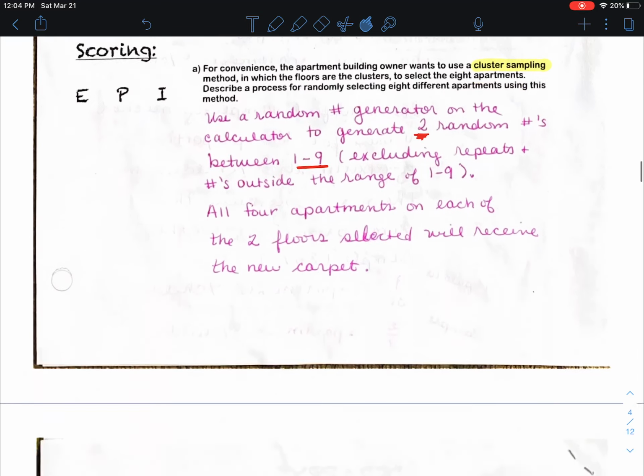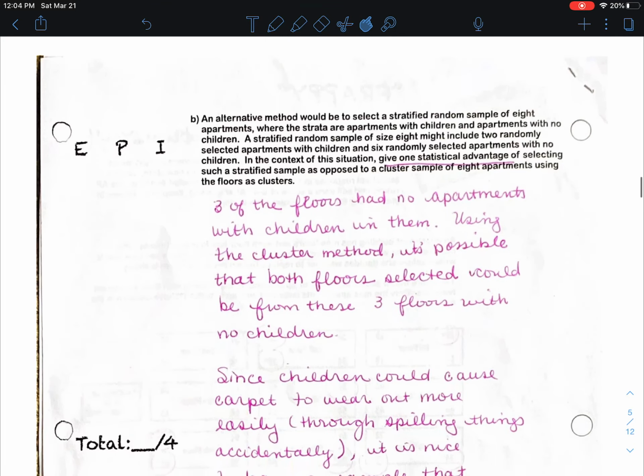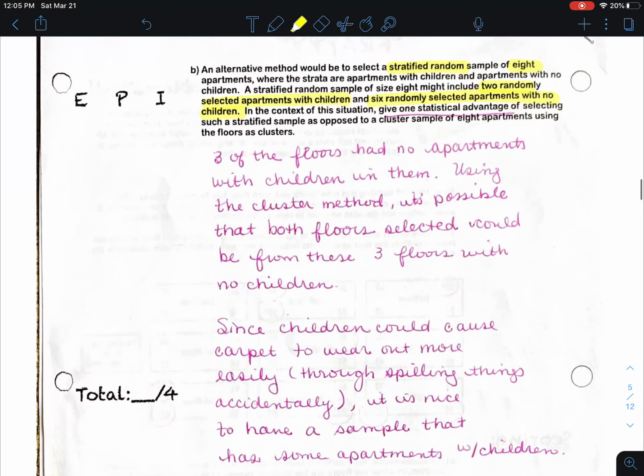Now on the next part here, it says there's an alternative method, and this method would require a stratified random sample. We still want to sample 8 apartments, but the difference here is a stratified random sample of size 8. We're going to pick 2 random apartments that have children and 6 random apartments that have no children in them. It says, in the context of this situation, give 1 statistical advantage of selecting such a stratified sample as opposed to the cluster sample.